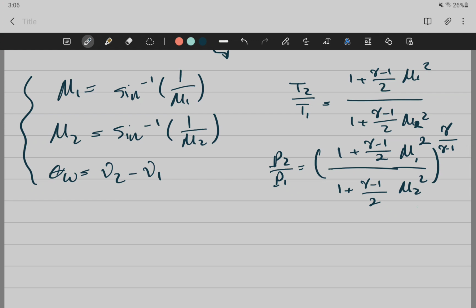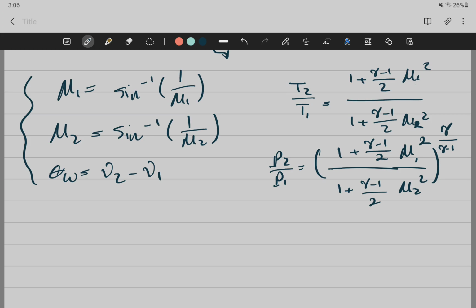Are we ever going to use these relationships though? How can I find the pressure and temperature after an expansion fan then? Table. Which table? Normal shock. Why normal shock tables? Normal shock tables are going to give you the properties of the upstream based on the downstream Mach number, right? But we want to find the properties. It's very important, guys. Keep this in mind.